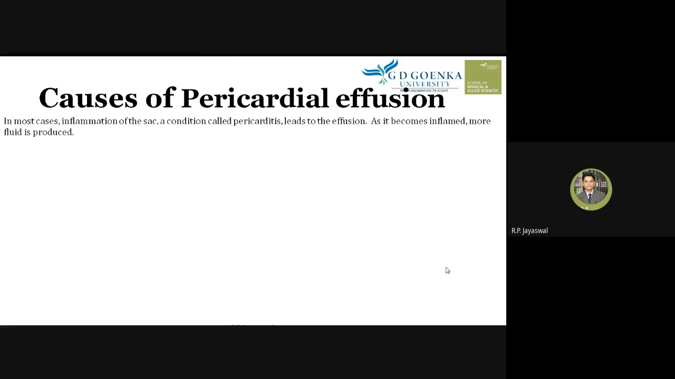What are the causes? How does pericardial effusion occur? In most cases, there is inflammation of the sac, basically the pericardium layer, and we call it pericarditis. Pericarditis is the inflammation of the pericardium, which leads to pericardial effusion. As it becomes inflamed, more fluid is produced. So when there is an inflammation process, the fluid volume increases.